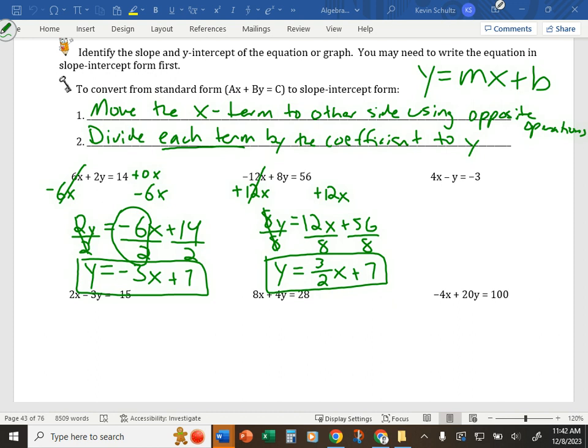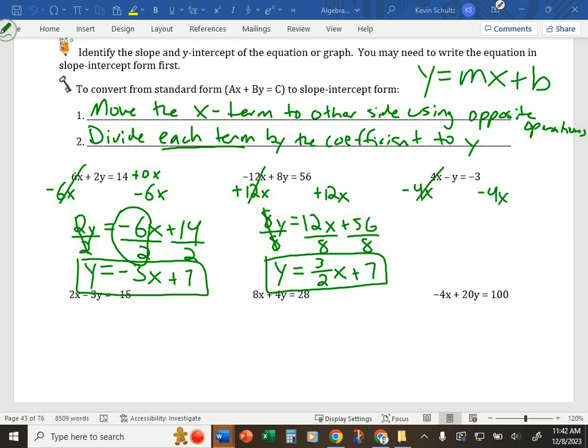James J. So for y with nothing on it, it's a 1. So the next one, what's our first step? Move the x to the other side. How? Using opposite operation. Which means we're going to, using what? Subtraction. Very good. So subtract 4x from both sides.